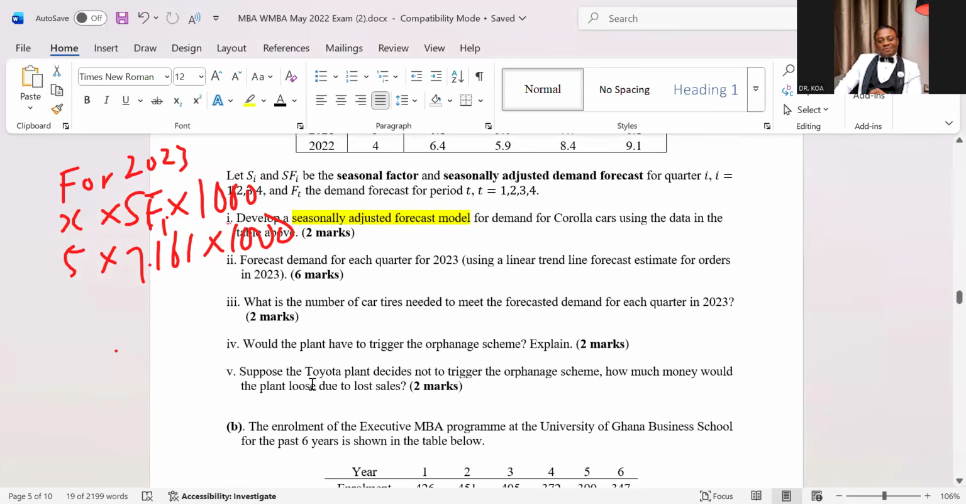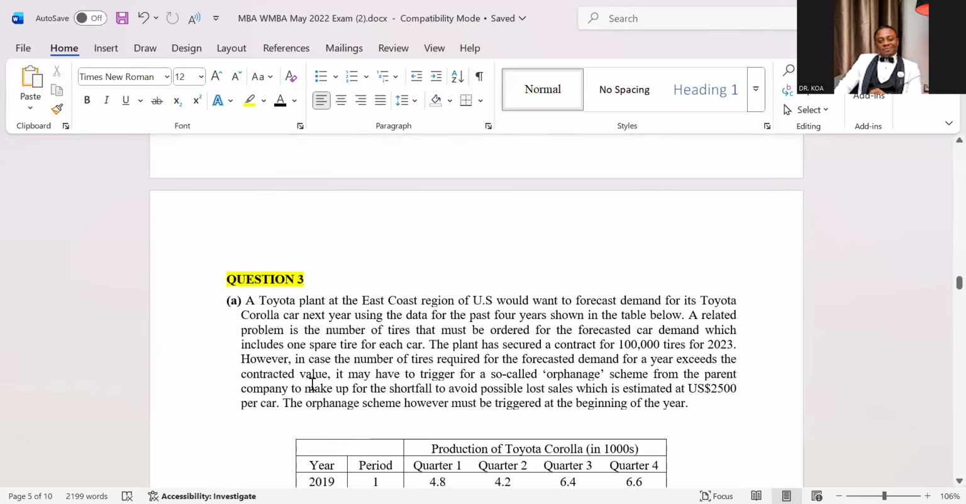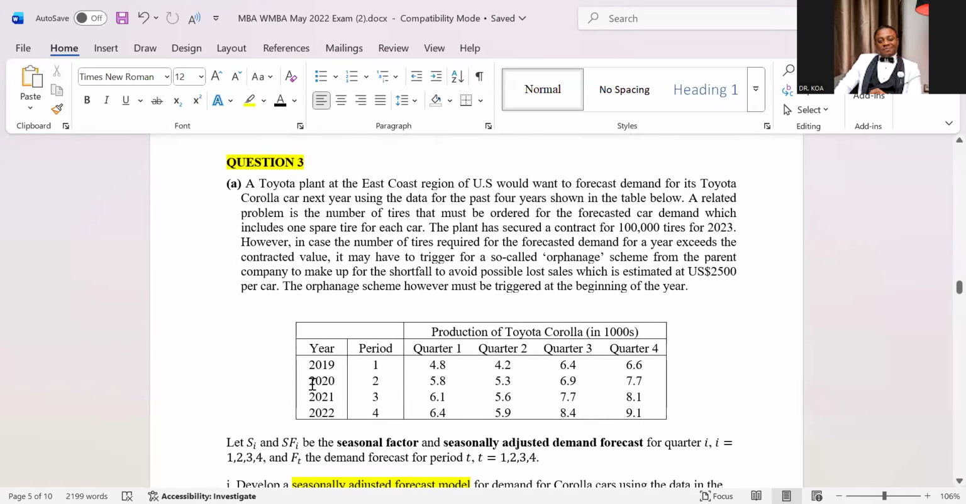Will the plant have to trigger the orphanage scheme? Again, this is understanding. For you to be able to appreciate this question, you need to go and read the question and see the connection to everything regarding the orphanage. What did he say about the orphanage? Well, there were 2 places where the orphanage point was mentioned. The first place was this, and then the second place was that.